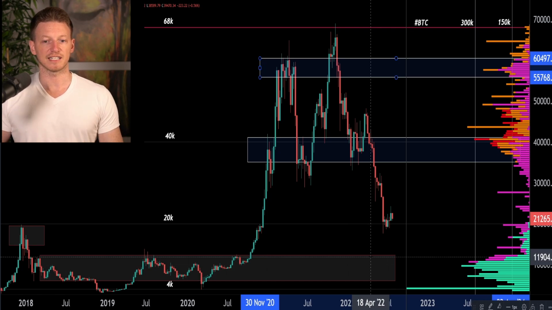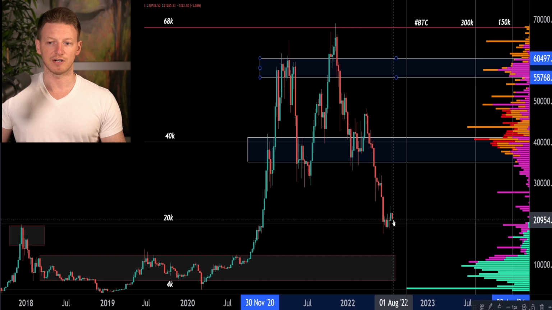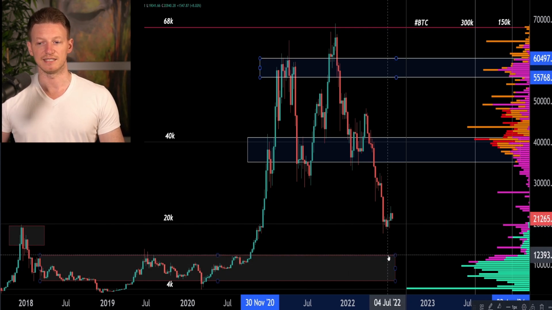In addition to the fact that I think 10K is going to offer a huge amount of psychological support if we even get down to that level. Okay. So if something happens in the market, if there's some sort of shock in the market, a black swan event, maybe in the macro picture, that's the kind of scenario where we could potentially go down to 10K.